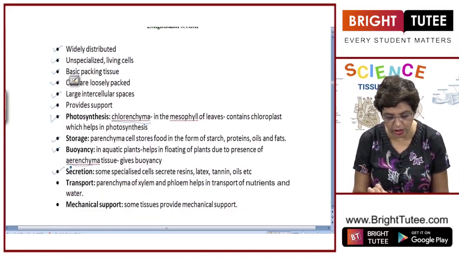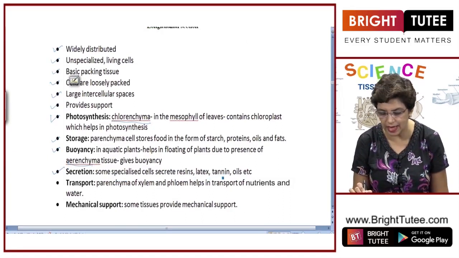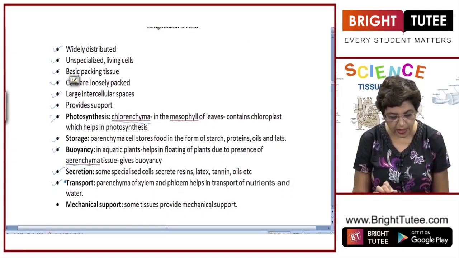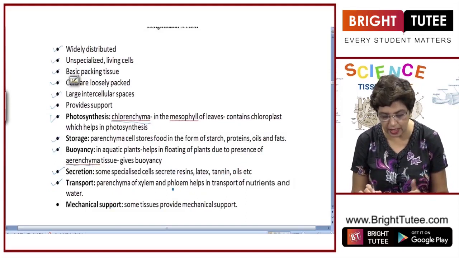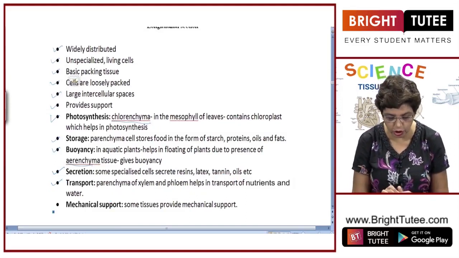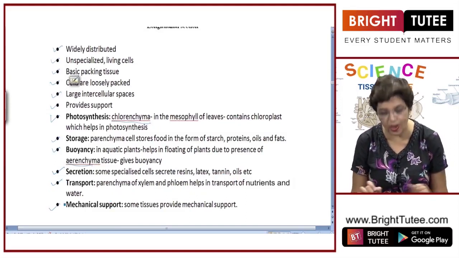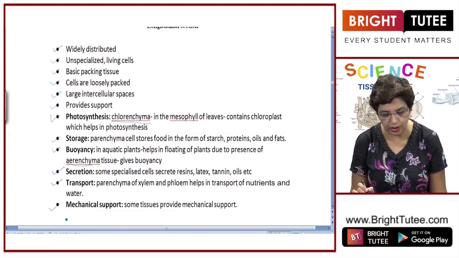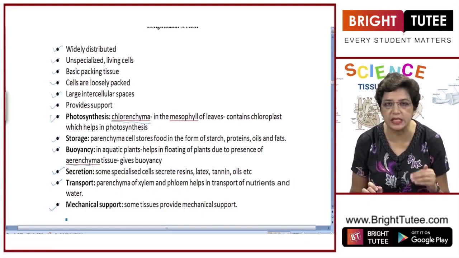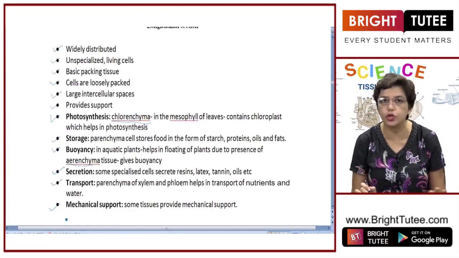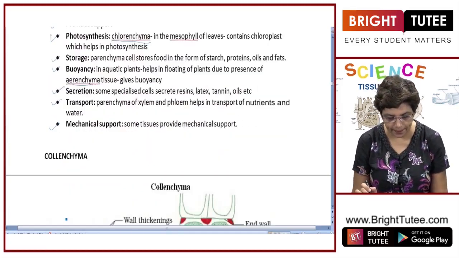Another function is secretion. Some specialized parenchyma secrete resins, latex, tannins, oils, etc. Some of the parenchyma present in xylem and phloem help in transportation. Parenchyma also provides mechanical support to the plant. So these are the characteristic features as well as functions of the parenchyma.